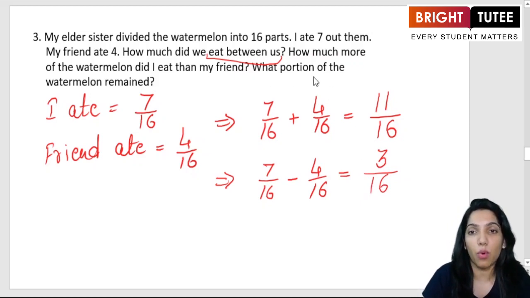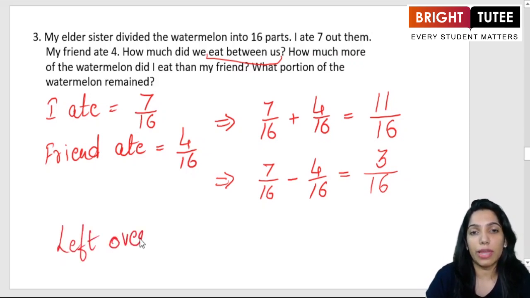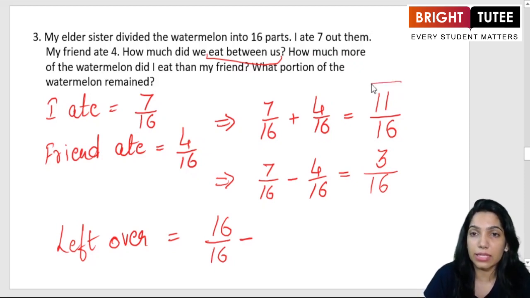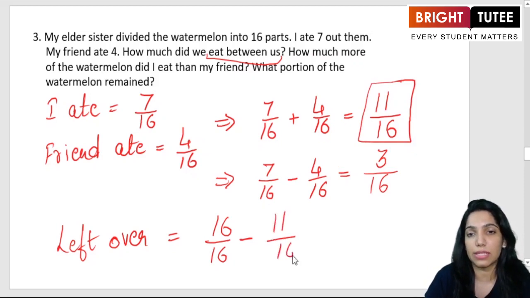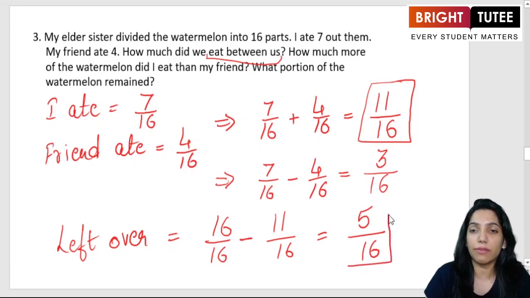Now it says what portion of watermelon remained. Now what is left over? So let's write down for leftover. For leftover, students, the total parts are 16. So I'm writing the whole as 16 over 16, take away the total part that we ate. It is 11 over 16. This is what has been consumed. And what are we left with? The denominator remains the same. 16 take away 11 is 5. So what part of the watermelon is left over? It's 5 over 16. Clear?